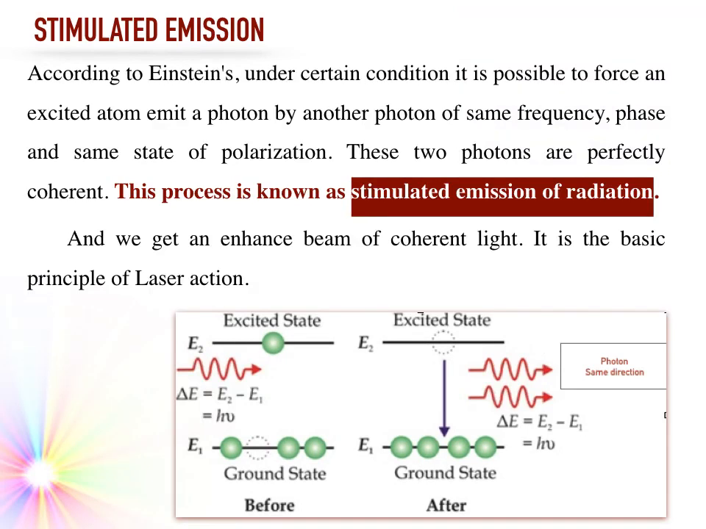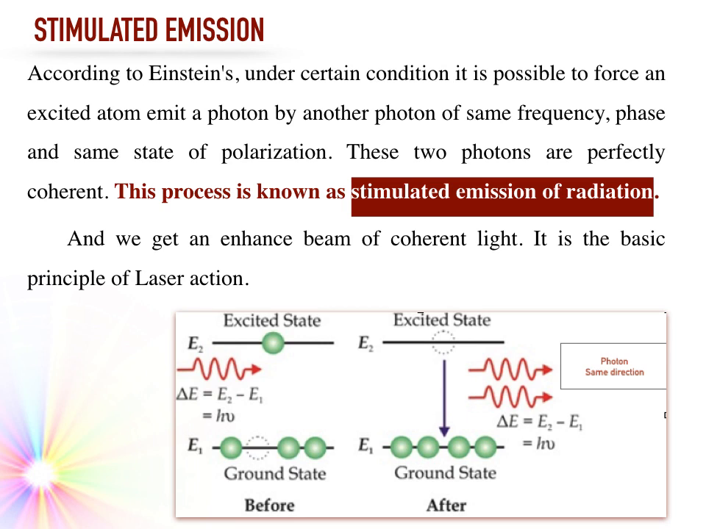Now the third process is the stimulated emission process. Einstein proposed that when a photon of proper frequency is incident on a system, it is not essential that it will always be absorbed by the atoms of the lower energy level. It can also interact with the electrons of atoms present in the higher energy level and induce that electron to transit to the lower state and emit a new photon of energy h nu, which is equivalent to E2 minus E1. Such a process is called stimulated or induced emission process.